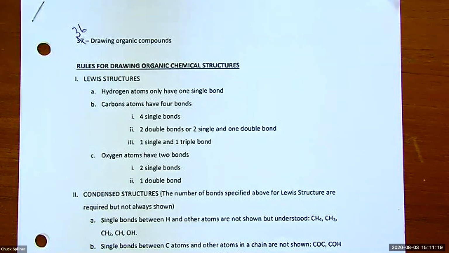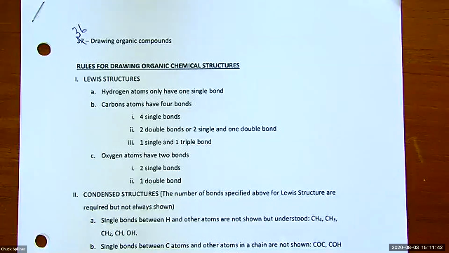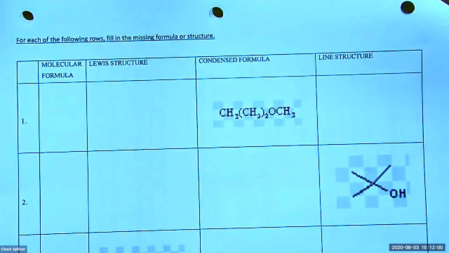On the front of this worksheet, the front page tells all the rules for drawing structures. It talks about Lewis structures, then condensed structures, and lastly, line structures. I'm not going to go over these rules. We've talked about many of them in the lecture part. So I'm just going to go straight to the problems that we have on this worksheet. I would suggest keeping the rules for drawing structures handy as you go through and do the homework, and also when you take the exam.